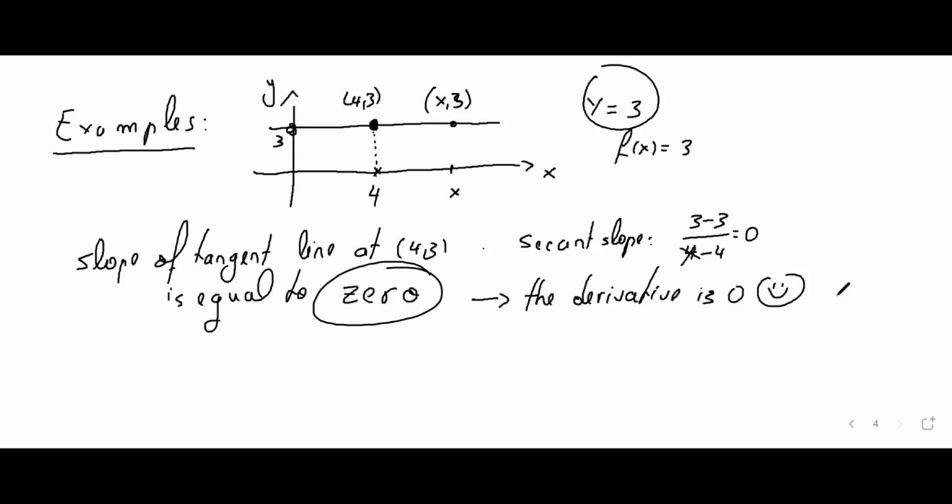The derivative is 0 for this function, f of x equals 3 or y equals 3. Okay, I hope this makes sense. Let's do another example.